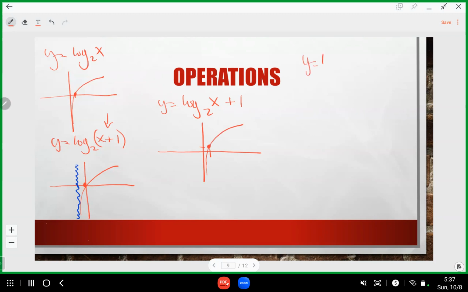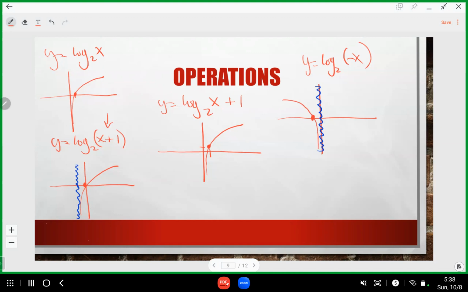Now we have log base 2 of negative x. We reflect about the y-axis, right? So we see our parent graph here, and our reference point is now (-1, 0). The vertical asymptote is essentially the same. Like this.